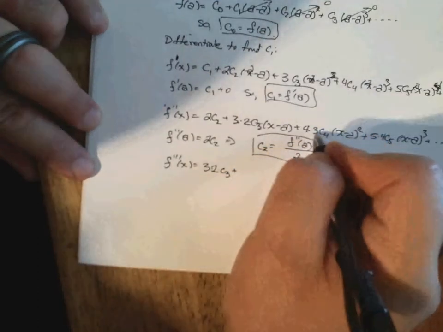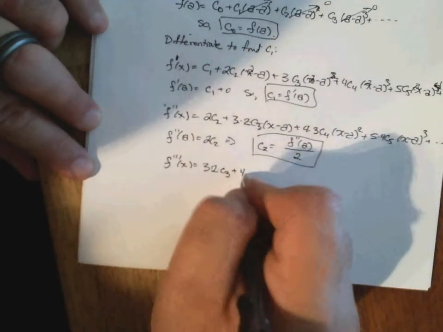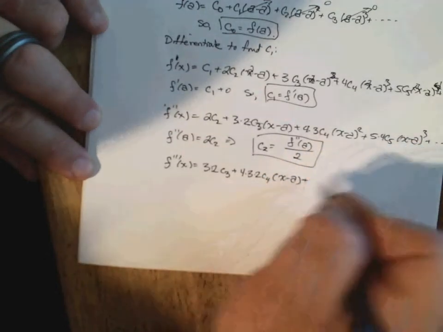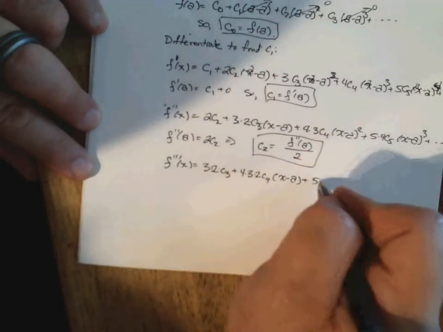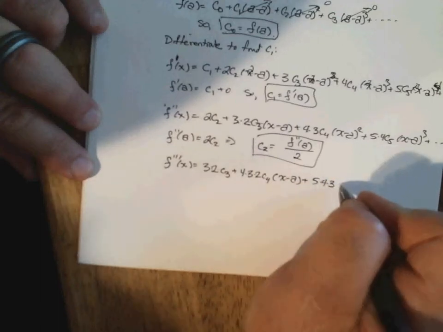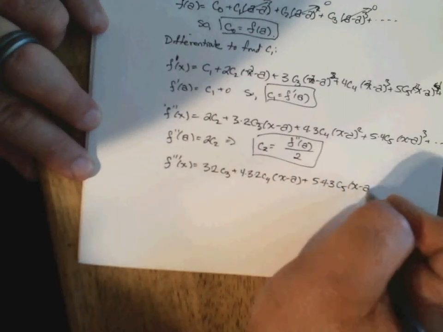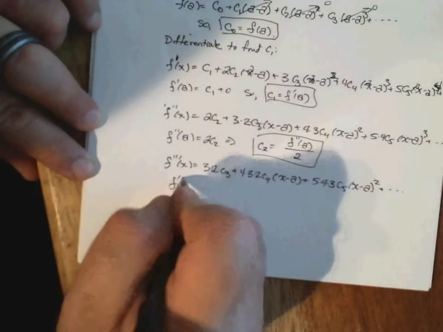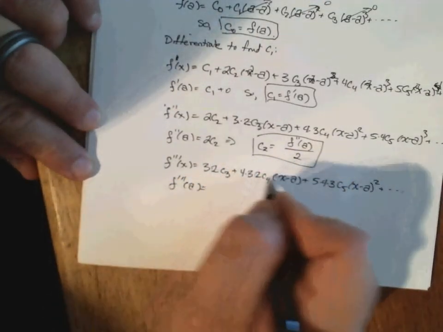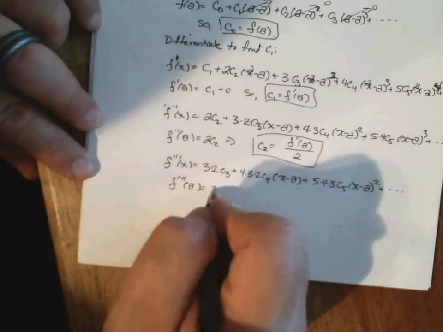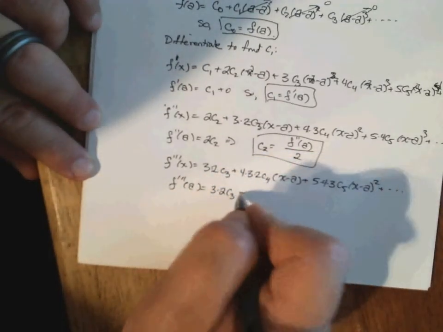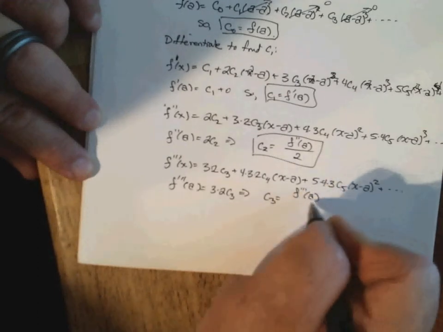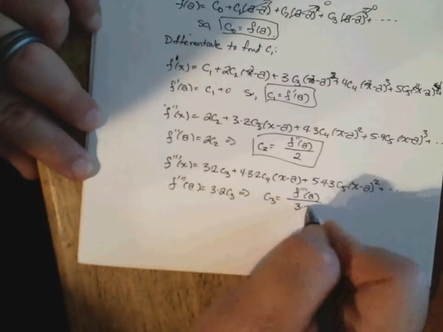Here, 4 times 3 times the 2 comes down, c4. Here, the 3 comes down, 5 times 4 times 3, c5, x minus a squared, and on and on. And evaluate this at a. All these terms go away. You're left with 3 times 2 times c3. So c3 is the third derivative of the function evaluated at a divided by 3 times 2.